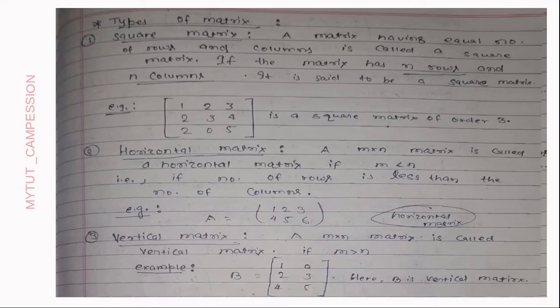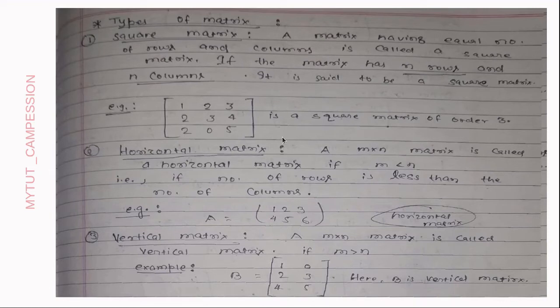Okay, for example, here is a 3 cross 3 matrix. Here the number of rows is 3 and the number of columns is 3. Columns 1, 2, 3, and rows first, second, third. So here is a square matrix of order 3.